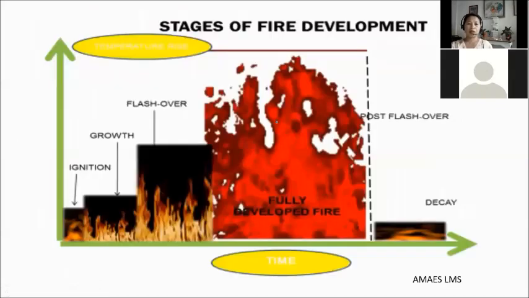Okay, so ito yung diagram ng stages of a fire development. So una, ang ignition, and then next, the growth, and flashover, and fully developed. Ito, fully developed fire. As time increases, temperature also increases. So pagdating dito, decay na. No? Tapos na yung sunog. Patapos na yung sunog.